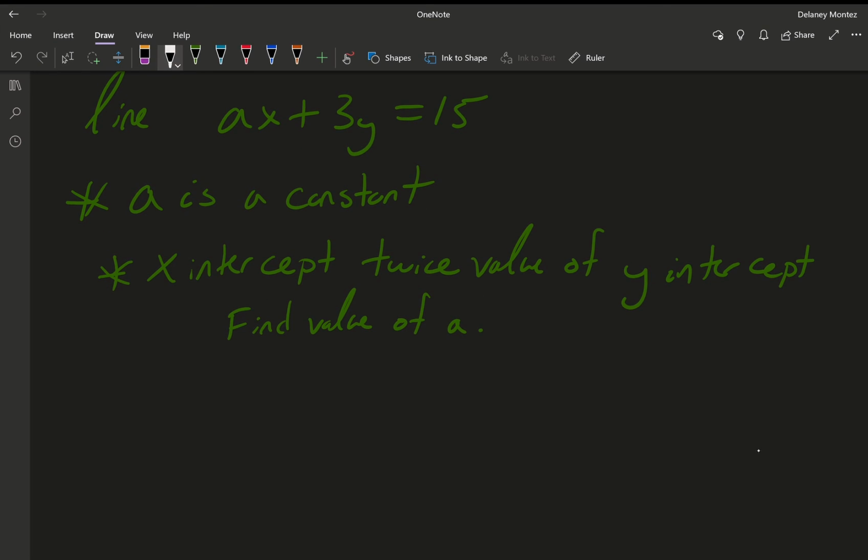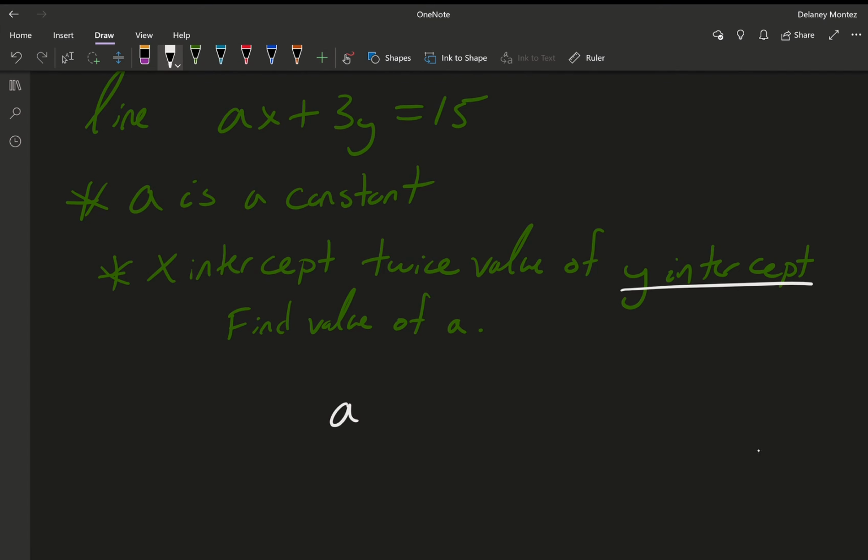Okay, so let's say we're given ax plus 3y equals 15. Okay, so we know the x-intercept is twice the value of the y-intercept. So let's look for the y-intercept first, because once we have the y-intercept, we just multiply it by 2. So the y-intercept is what? The y-intercept is when x is 0, right? So let's just plug in 0 for x.